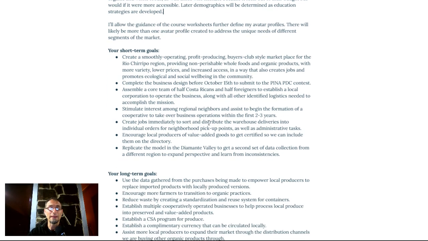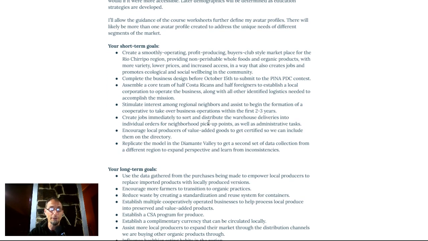And I will allow the guidance of this course's worksheets to further define my avatar profiles. There will likely be more than one avatar profile created to address the unique needs of different segments of this market. Now, this is something that you'll hear in the course. I don't recommend having multiple avatars for most business ventures. Usually, you just kind of want to hone in on an audience. It's just easier to market to a single avatar profile to begin with, and then you can expand your market.